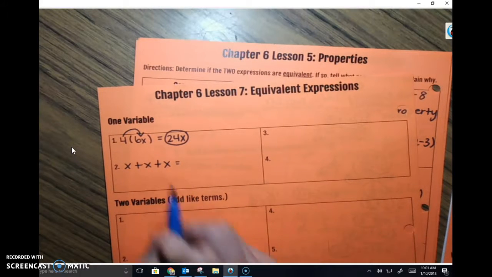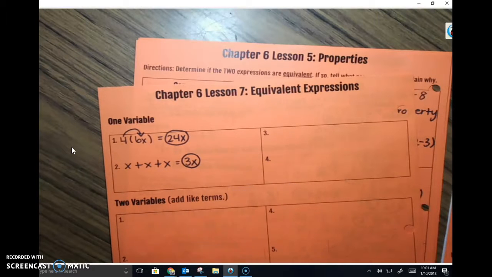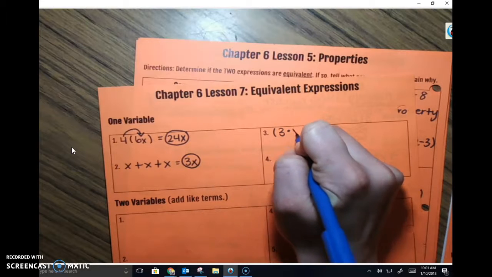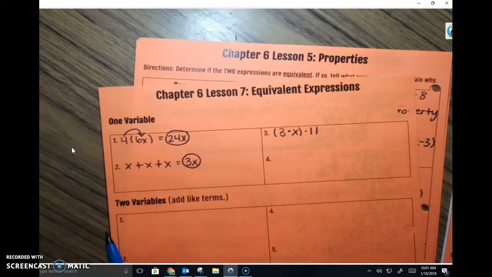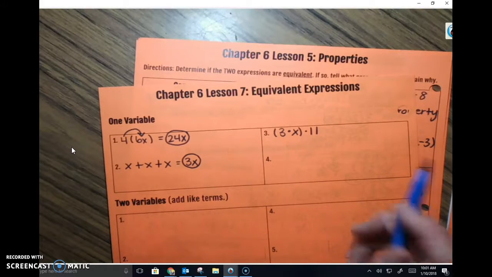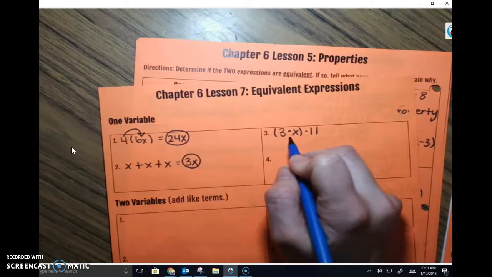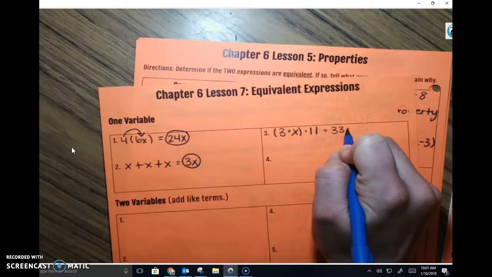There's 1, 2, 3 x's, so our answer is 3x. Number 3, we're going to do 3 times x times 11. In this case, since it's all multiplication, we're going to multiply it all together. So we have 3x times 11. So 3 times 11 is 33. So 33x.